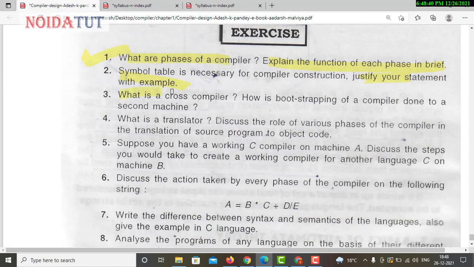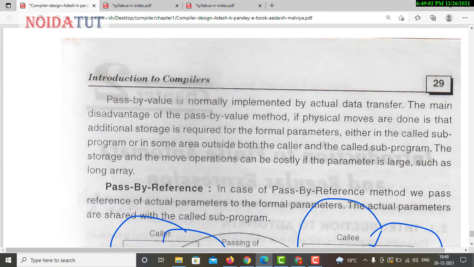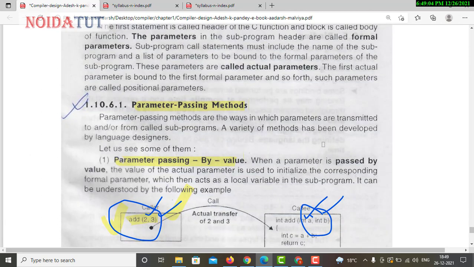Now the next part is cross compiler. One chapter we missed, types of compilers. Yes sir. Are you getting it? It was taught, yes. How is bootstrapping of a compiler done to the second machine? We have already given a brief review about what is bootstrapping. What is bootstrapping? It is a self-hosting compiler. That is known as bootstrapping. Now we are just going to look at a cross compiler. I suppose we missed it somewhere. Yes sir, it was missed.